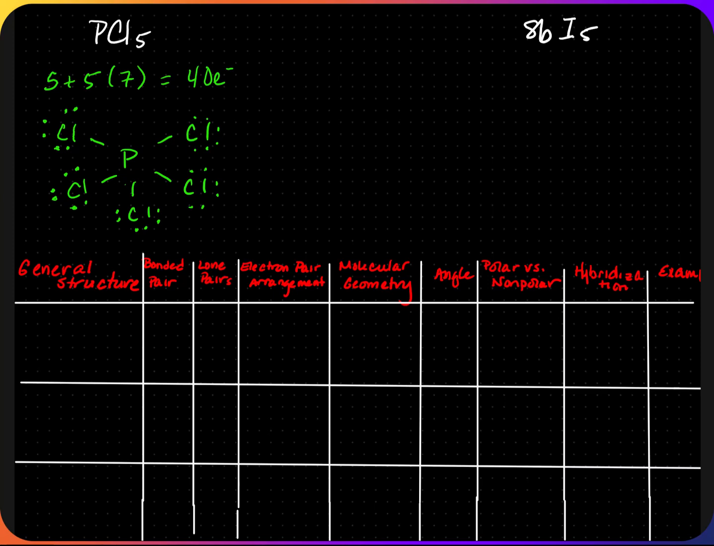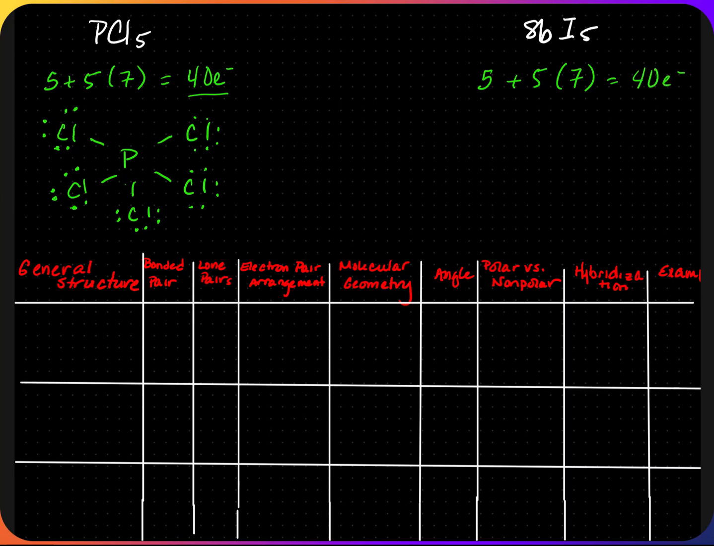So if I count the number of electrons in the Lewis dot structure, it equals 40 electrons. It matches the total valence electrons, so this is a correct structure for PCl5. Sb has 5 valence electrons plus 5 iodines, which have 7 valence electrons each. So this is also equal to 40 electrons.